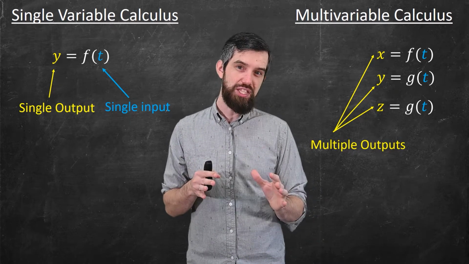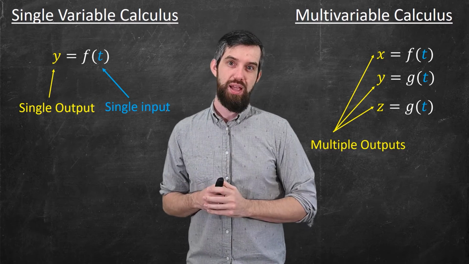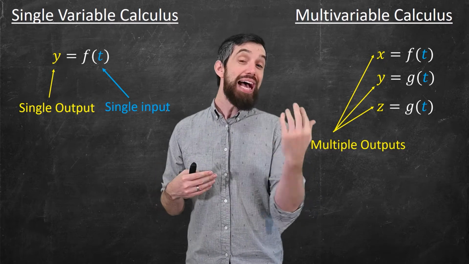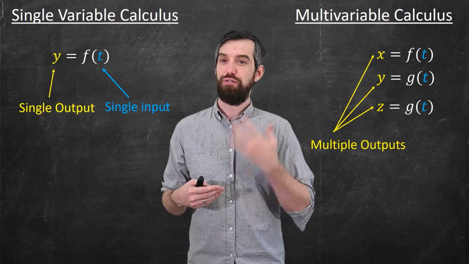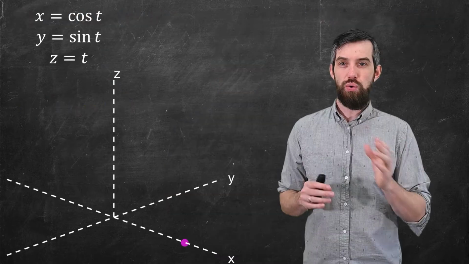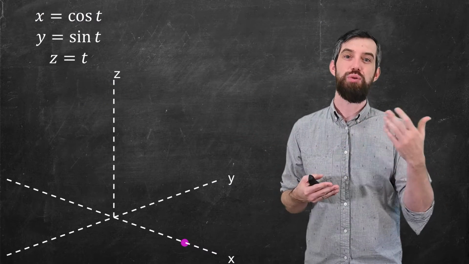Now, this special case can be visualized in a very different way. Notice that my input variable is called t. And I'm going to basically imagine that as I change time, I'll think of t as time, I'm going to have different x, y, and z locations. So here's an example of this. X is cos of t, y is sine of t, and z is equal to t.